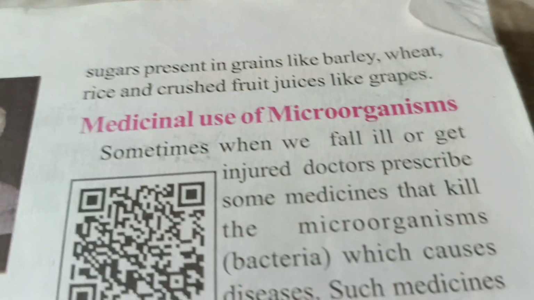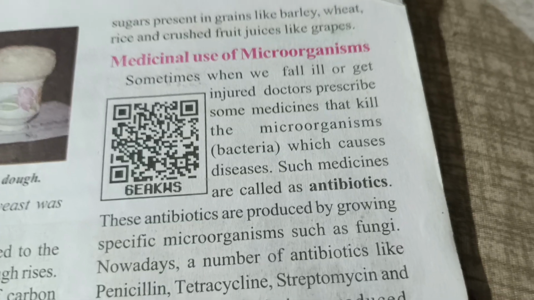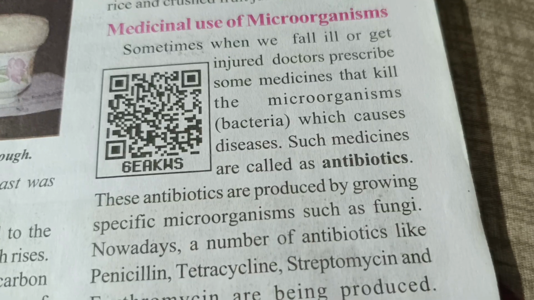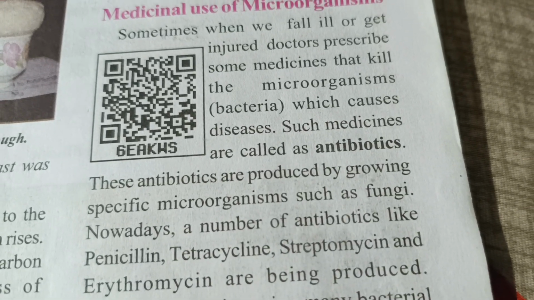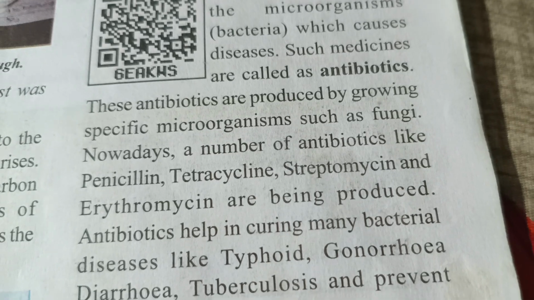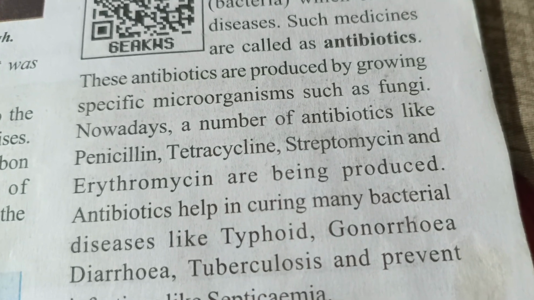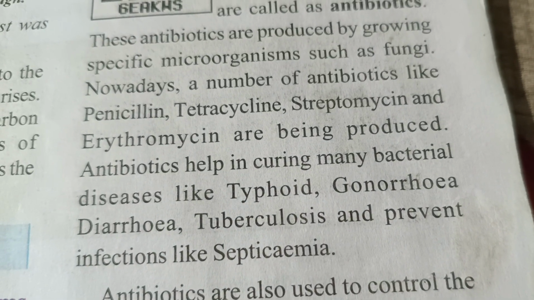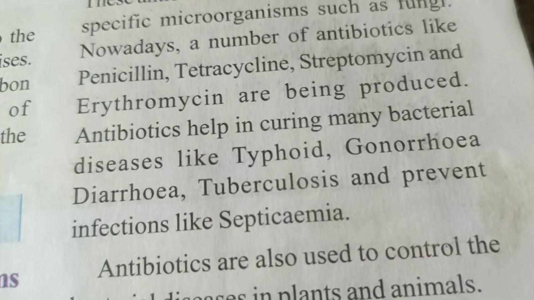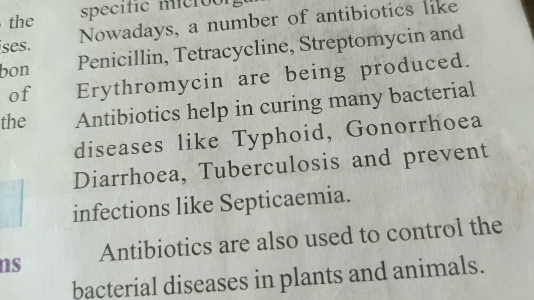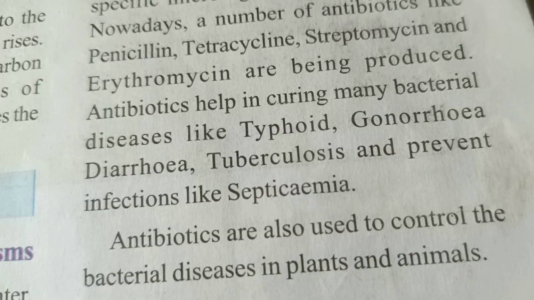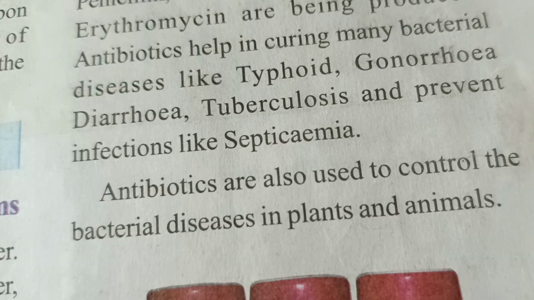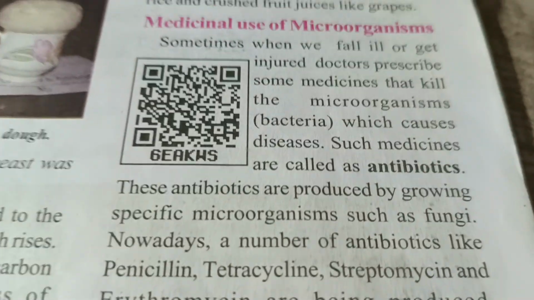Medicinal use of microorganisms. Sometimes when we fall ill or get injured, doctors prescribe some medicines that kill the microorganisms or bacteria which cause diseases. Such medicines are called antibiotics. These antibiotics are produced by growing specific microorganisms such as fungi. Nowadays, a number of antibiotics like penicillin, tetracycline, streptomycin and erythromycin are being produced. Antibiotics help in curing many bacterial diseases like typhoid, gonorrhea, diarrhea, tuberculosis and prevent infections like septicemia. Antibiotics are also used to control bacterial diseases in plants and animals.